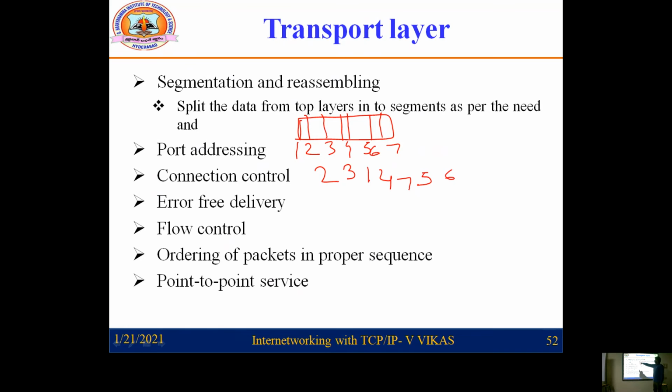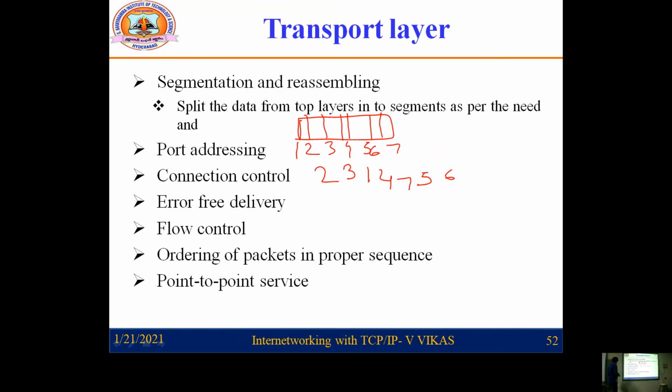So split the data from the top layers into segments as per the need, and reassemble those. This is the first task the transport layer has to do. If your network is not capable of handling a big message, you do segmentation, and at the other side you take care of reassembling.